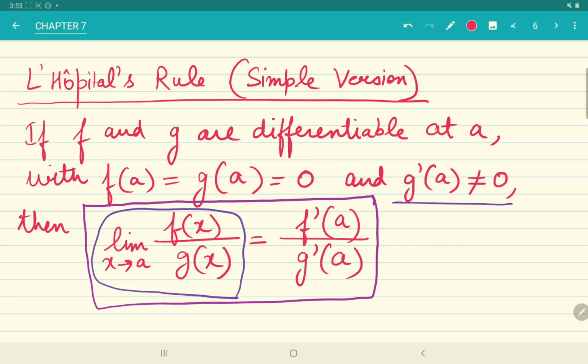Let me get back to where I was. Yes, here I have, if f and g are differentiable at a, with f of a equal to g of a equal to 0 and g prime a not equal to 0, then limit x tending to a of f of x by g of x is equal to f prime a divided by g prime a. So this is my L'Hopital's rule in its simple version. The point that I'm trying to make here is that f and g need not even be differentiable at x equal to a. So the requirements on f and g are weaker than what I have shown here.